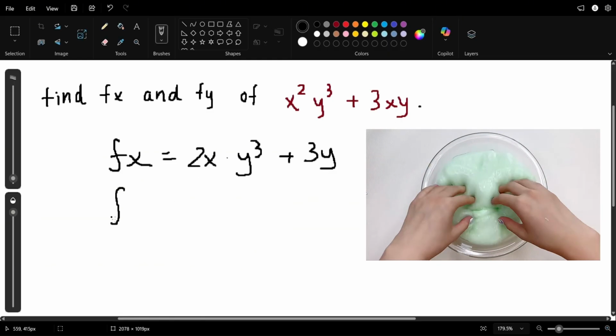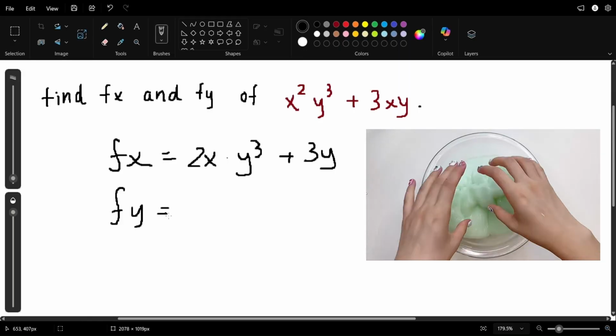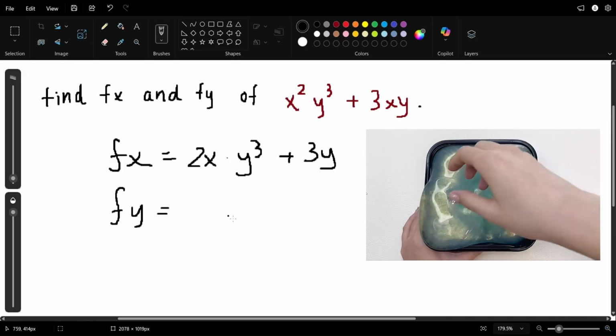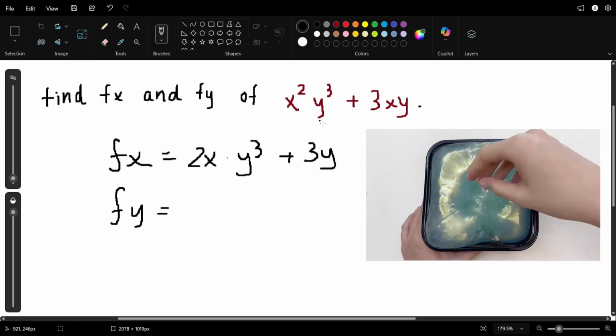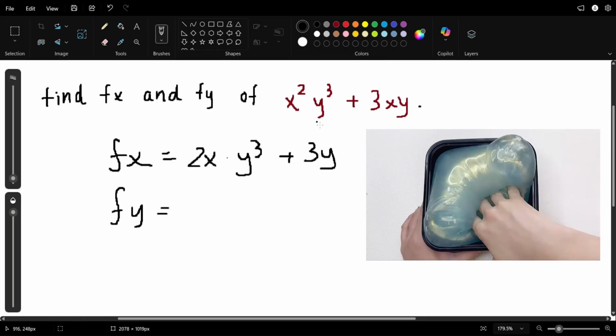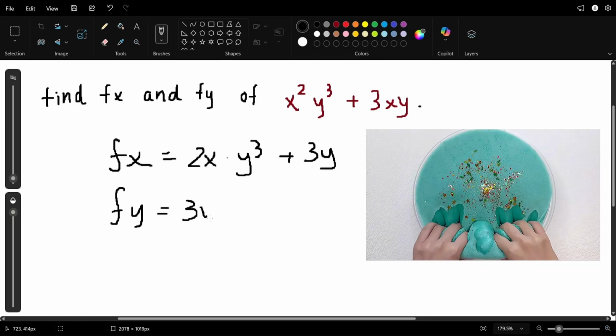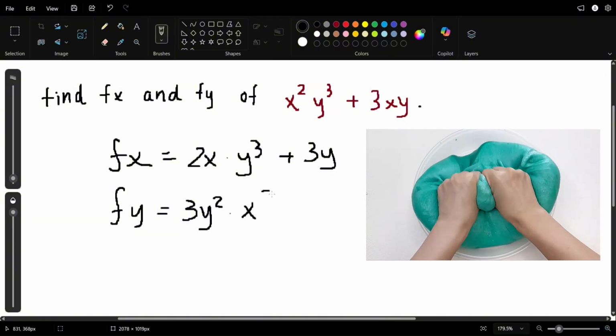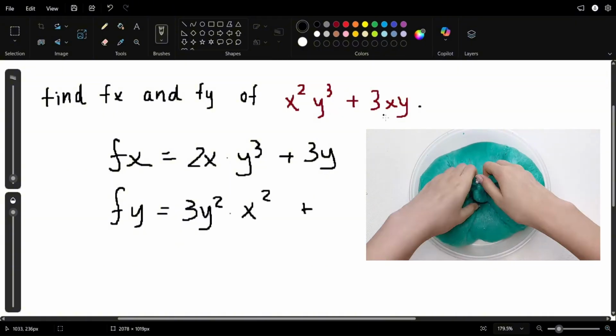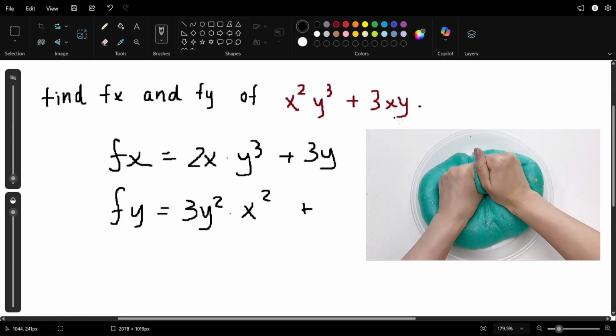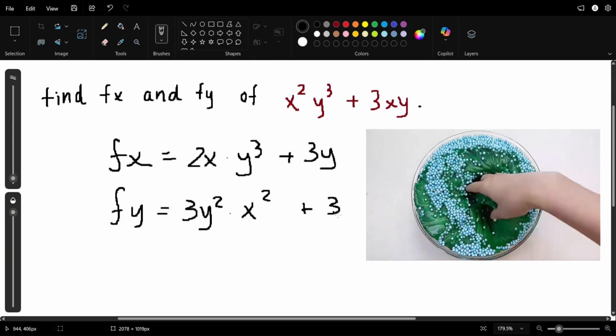Now for f_y, we're going to do the same process here, where we take the partial derivative with respect to y, and this time we're going to treat x as the constant. So x squared y cubed, here x is a constant, so the derivative of y cubed is 3y squared. So we're going to write that. And for the second term, 3xy, x is the constant, so we're going to take the derivative of y, which is 1, and this gives us 3x for f_y.